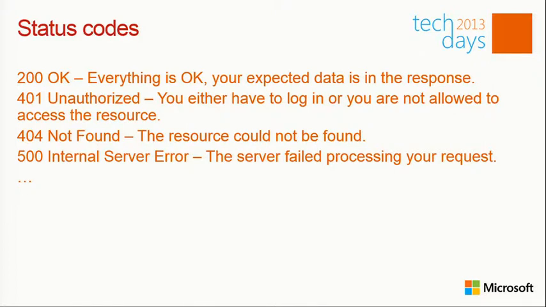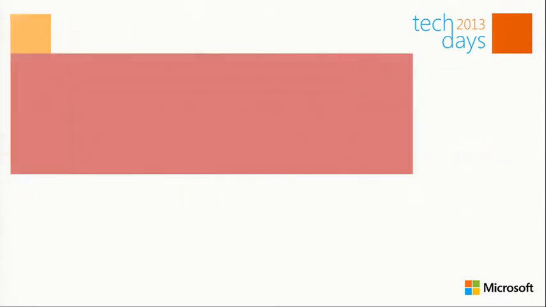The 500 range is all the server-side errors. So we have an error 500, for example. You've probably seen it when doing web development, internal server error. So you can actually express to the client that something at the server side didn't go well and something went wrong there.